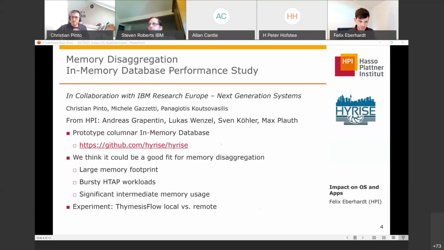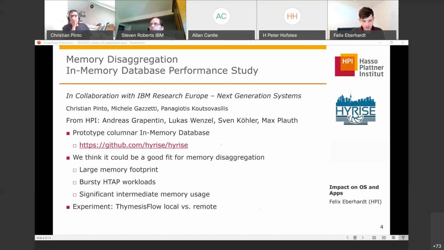And we think it could be a good fit for memory disaggregation. And that is for several reasons. If you think about in-memory databases and in-memory data processing, you will have large memory footprints, which could be in the terabyte range.